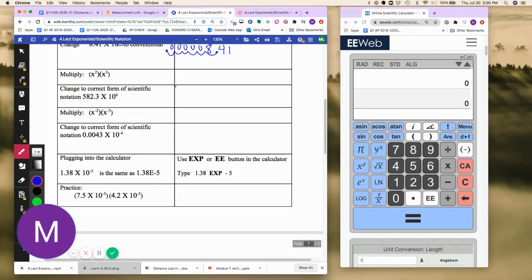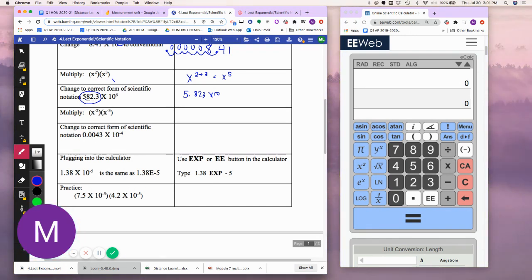Now, if you wanted to do things in your head, you can. You have to remember that when you multiply numbers with exponents, you have to add the exponents. So to get this answer, it'll be 2 plus 3, which is x to the 5th. So x to the 2nd times x cubed is equal to x to the 5th. To change this to the correct form of scientific notation, the decimal has to be after the first non-zero number. So you have to move it there. 5.823 times 10. How many times did you move it? You moved it twice.